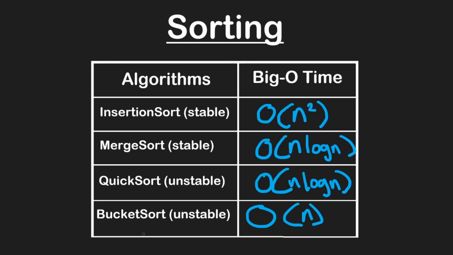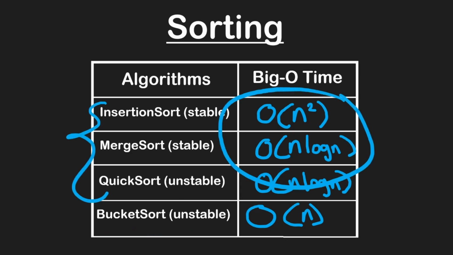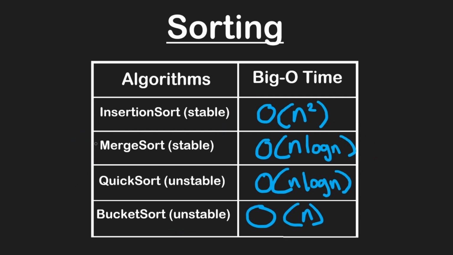But if you ever are given an input where bucket sort can be run, don't ever use any of these other algorithms because they're not going to be as efficient as bucket sort. If you are given an input where the values are within some specified range, always use bucket sort. Otherwise, if you're given just a general input, most likely you will end up using either merge sort or quick sort. I think merge sort is generally more common.